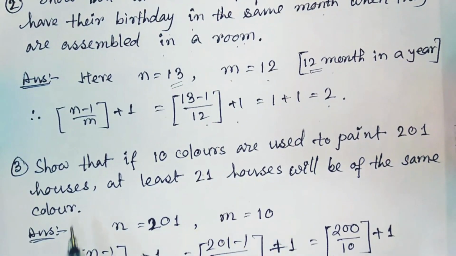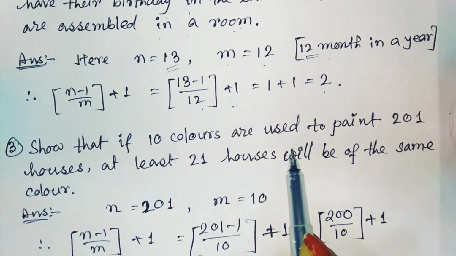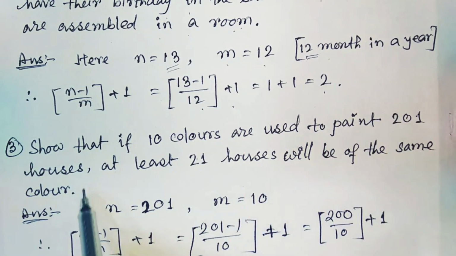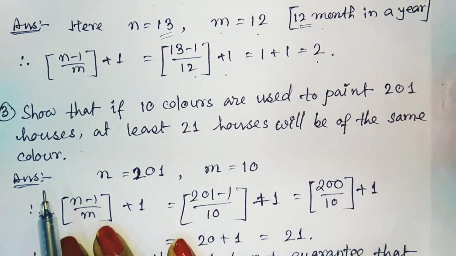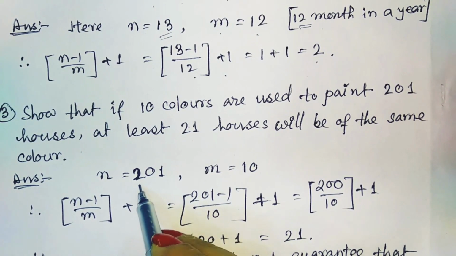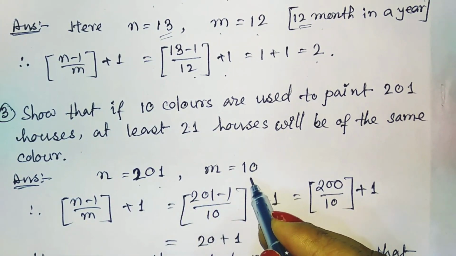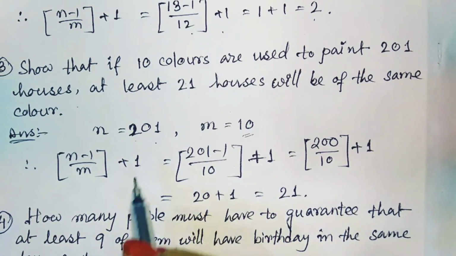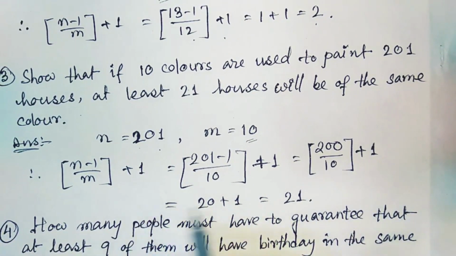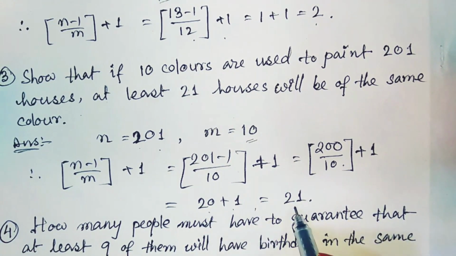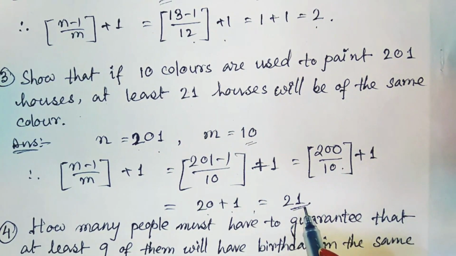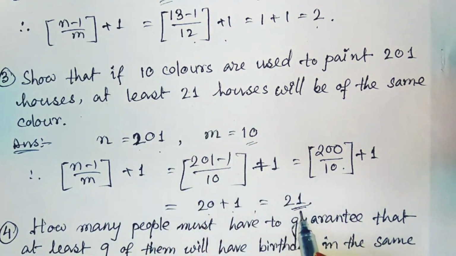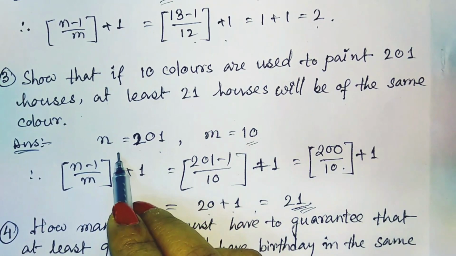Now the next question is: if 10 colors are used to paint 201 houses, at least 21 houses will be of the same color. So the total number of houses is 201 and the total number of colors used is 10. According to the pigeonhole principle, we get 20 plus 1, which means 21. So at least 21 houses will be of the same color.